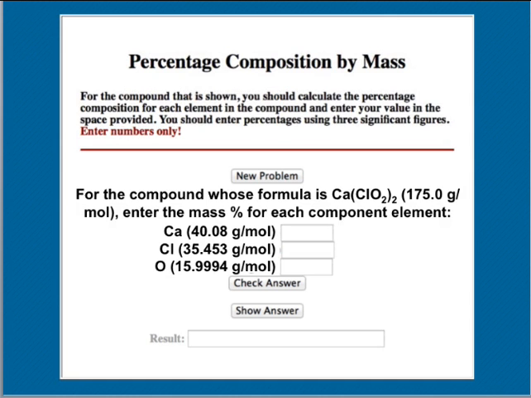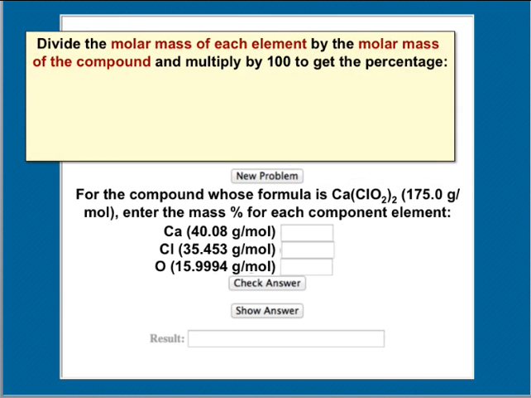All right, look at this. Here we have calcium chloride. Right? Our molar mass is 175 grams per mole. For calcium, our mole ratio is what? 1. So we're simply going to take 40 divided by 175. And that's 22.9%.